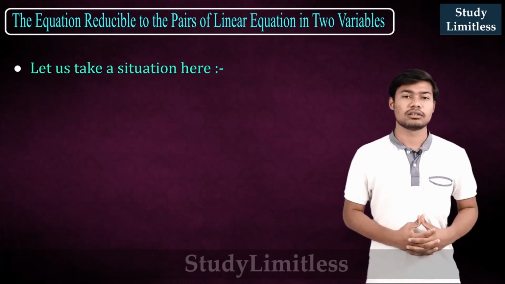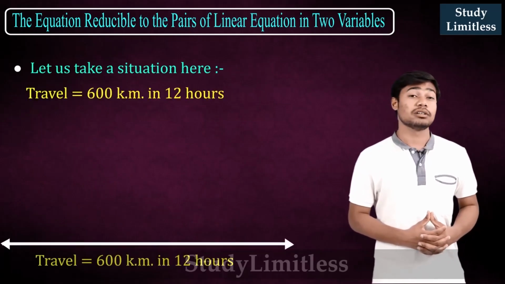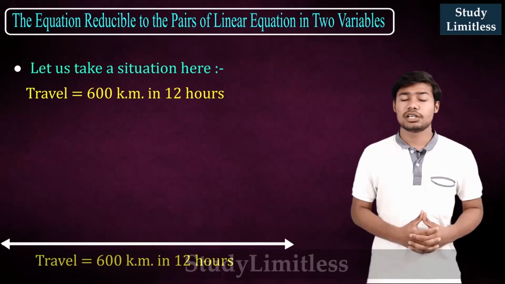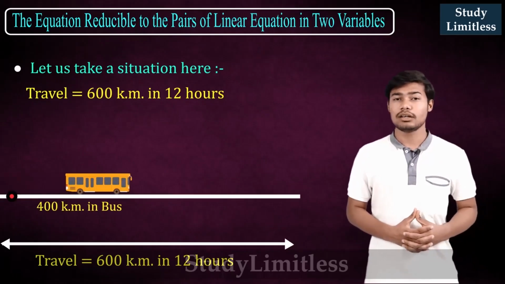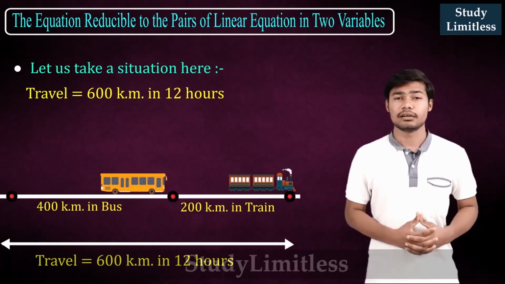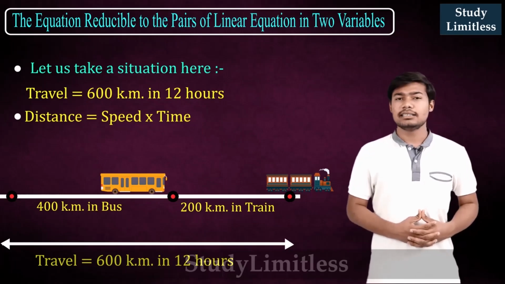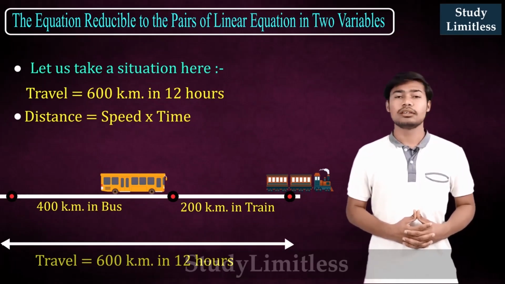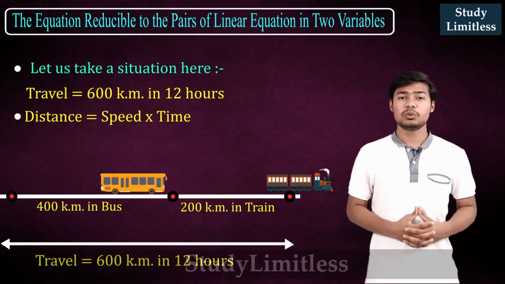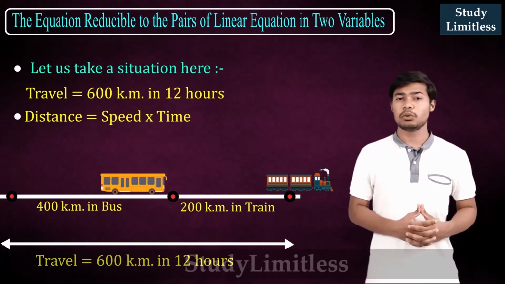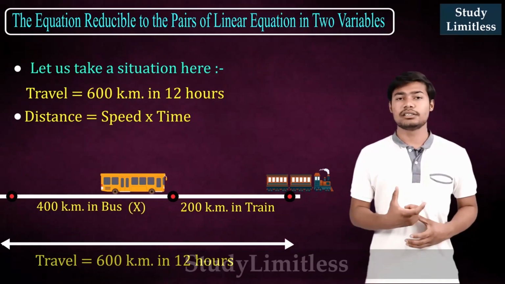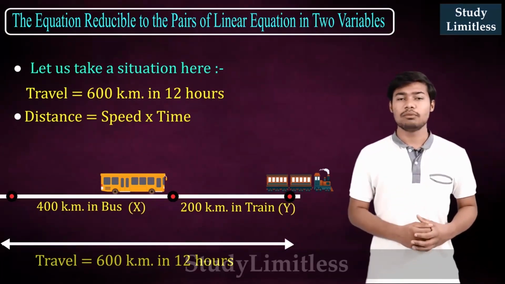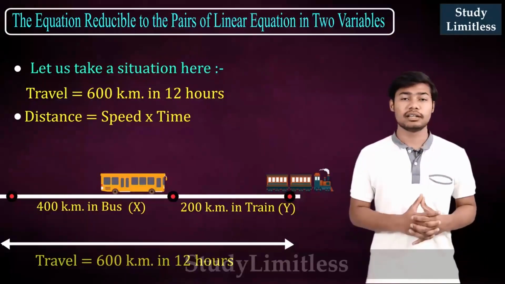Now let us take a situation. Suppose you want to travel 600 kilometers and you decide to travel in 12 hours. For this, you decide to travel 400 kilometers via bus and 200 kilometers via train. We know that distance is equal to speed into time, and here we are given the time. So distance upon speed is equal to time. If we take the distance upon speed for the bus, and the distance upon speed for the train, and equate the sum to the total time, we can get the equation.